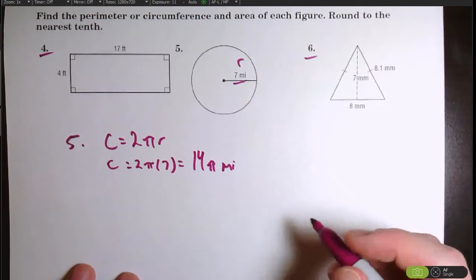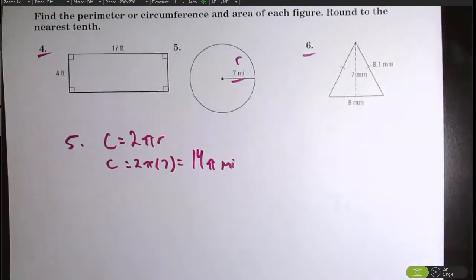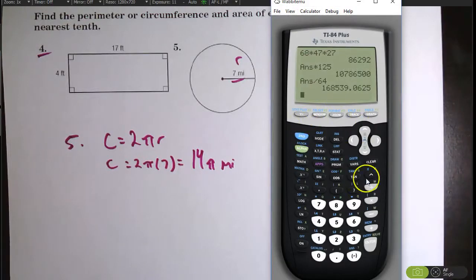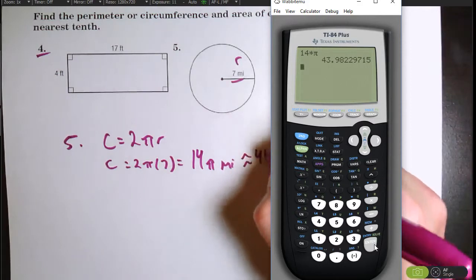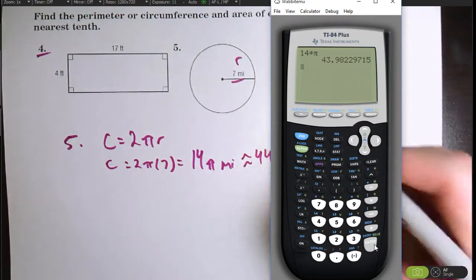The book will say, hey, give me the rounded answer. If that really bugs you, get your calculator out. And then just do 14 times pi. And you can do 3.14 or, oops, come on now. I forgot about that. That's not on the keyboard. 14 times pi. Okay, so that's 44 basically, because it doesn't round out.